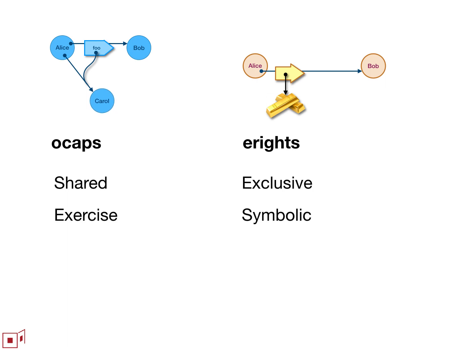There's exercise versus symbolic. Objects are all about the exercise right. You exercise a right when you actually do something with the right, like invoke the object, provoking its behavior. Whereas money is just symbolic. It doesn't do anything. It's only valuable because of the expectation that you can trade it to others who will in turn value it.